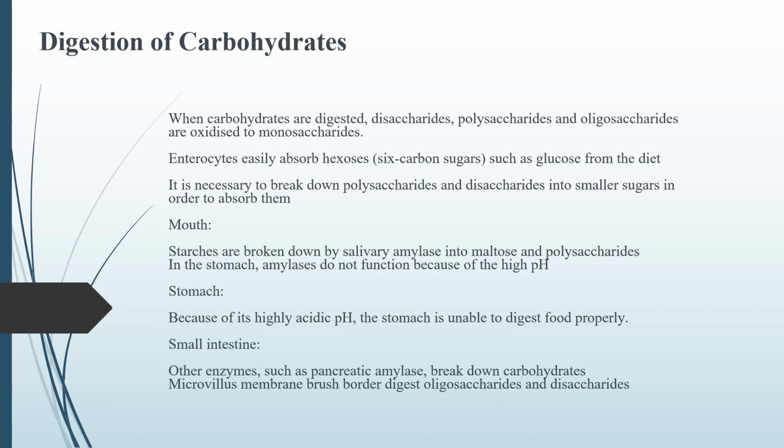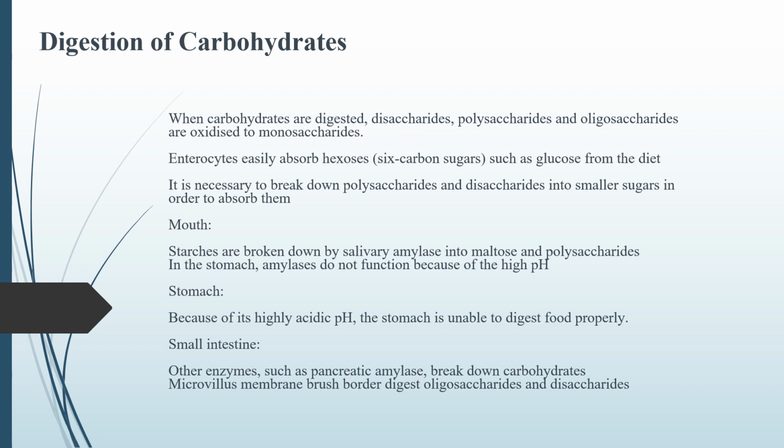Digestion of carbohydrates. When carbohydrates are digested, disaccharides, polysaccharides and oligosaccharides are broken down to monosaccharides. Enterocytes easily absorb hexoses. Hexoses means 6 carbon sugars such as glucose from the diet. It is necessary to break down polysaccharides and disaccharides into smaller sugars in order to absorb them.